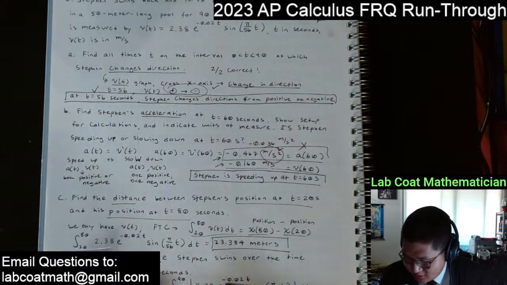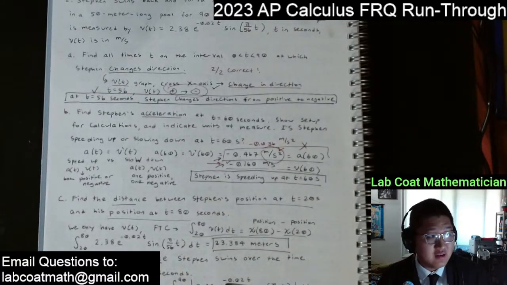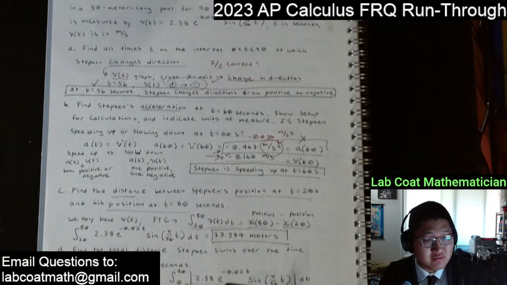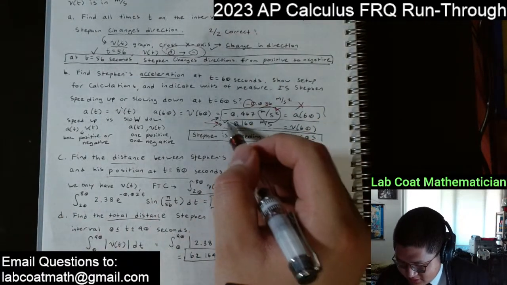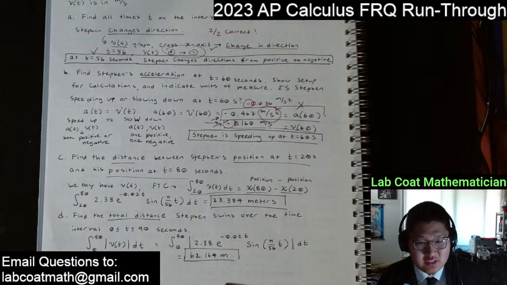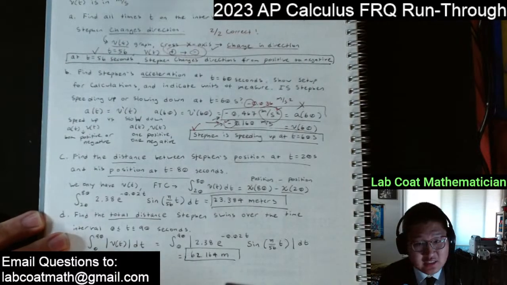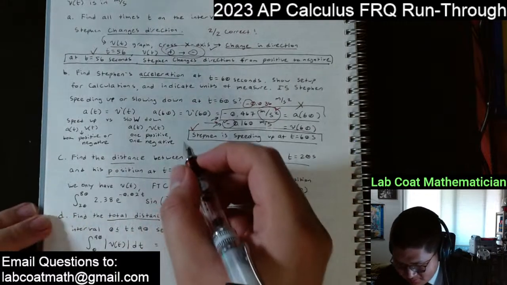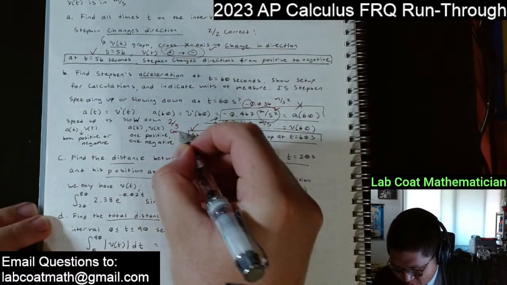And because our velocity is still correct, right? That was taken directly from the velocity graph that we graphed first at the start of the problem. And because the sign is thankfully still the same as our wrong answer, we still end up with the same conclusion: because the acceleration and velocity are both negative at time 60, Stephen is still indeed speeding up at that time. Okay, so even though we missed one, that's going to be 2 out of 3 correct for this part.